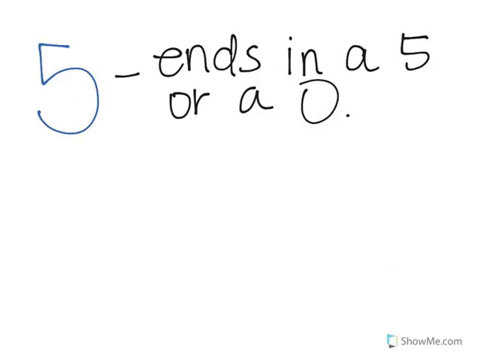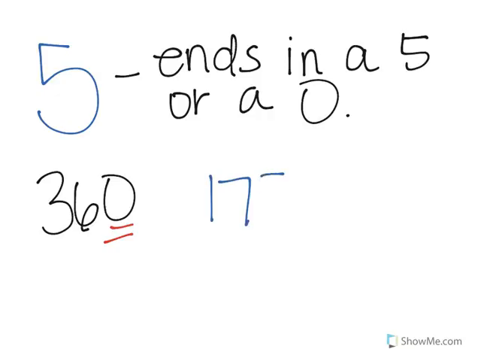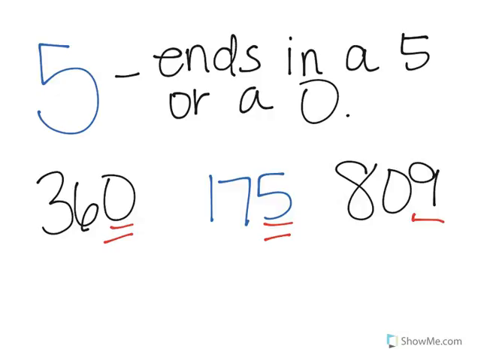5 is a pretty easy one. In order for a number to be divisible by 5, the last digit has to be a 0 or a 5. So for example, 360, the last digit is a 0, so it is divisible by 5. 175, the last digit is a 5, also divisible by 5. 809, the last digit is a 9, it is not divisible by 5.